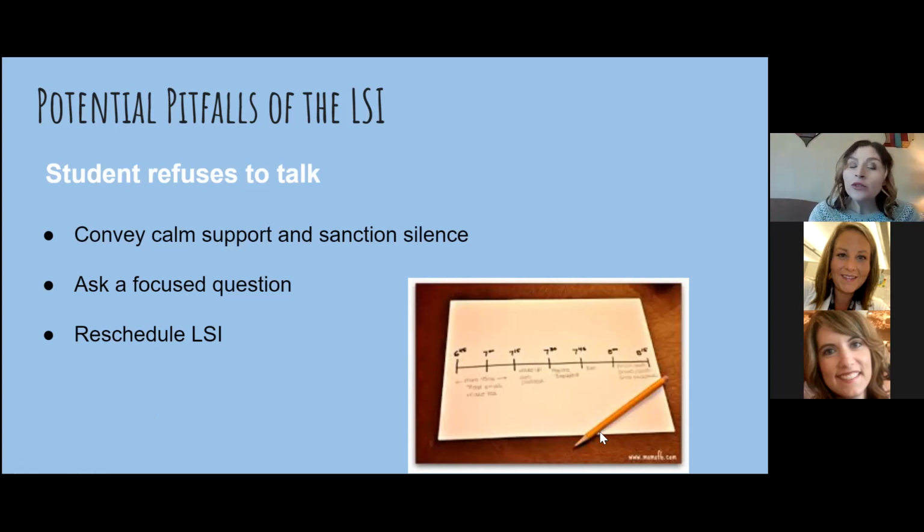And then if a student is still refusing to talk, we can look at rescheduling the LSI. So we do want it to occur as close to the incident as possible, so it's really fresh in everyone's mind, in the student's and staff members' minds, and they can really make that connection. But we also need the student to be at baseline and to be able to participate in the process. So if we do have to reschedule, that's something that we can look at doing. Okay? So that's if a student is refusing to talk. There are some ways that we can work to try to overcome that.